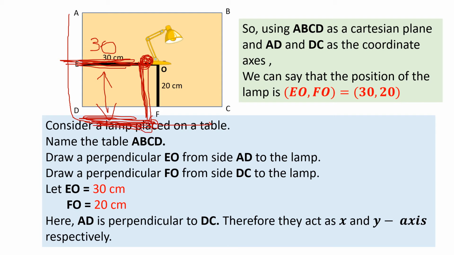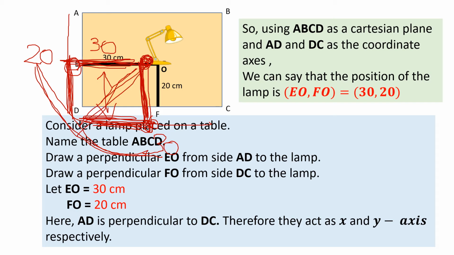So that means here it is going to be 30 on the x-axis. And if this is 20, then definitely this is also 20. So on the y-axis, this is going to be 20. So that means 30 and 20, when I joined, I got the position of my lamp, which is this position, right? This position. That is what I'm trying to explain from here.